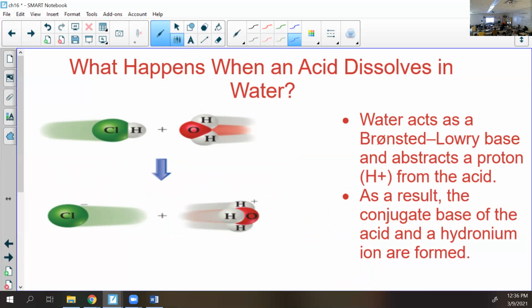So here's what happens when an acid dissolves in water. Water acts as the base. That means it takes or abstracts a proton from the acid, and that becomes H3O.